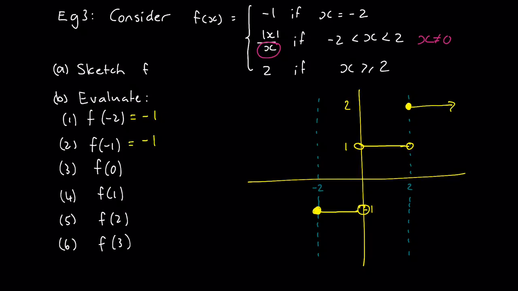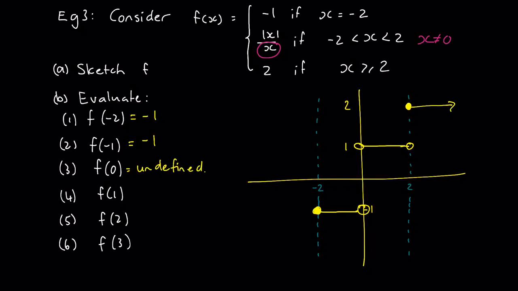Right, number 3, f of 0. Remember we said that x cannot equal 0. That's why at x equals 0, we've got an open dot there and we've got an open dot there. So the graph is not defined for the value of x equals 0. So therefore, f of 0 is undefined.